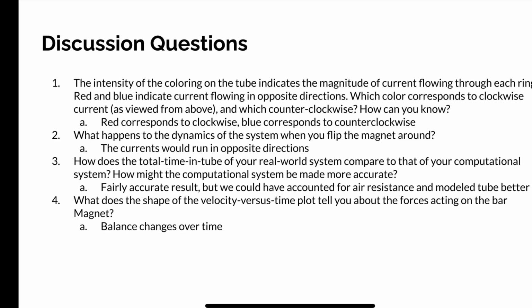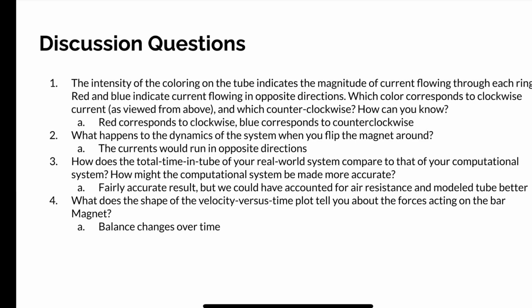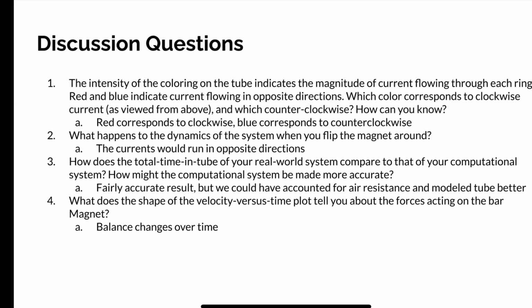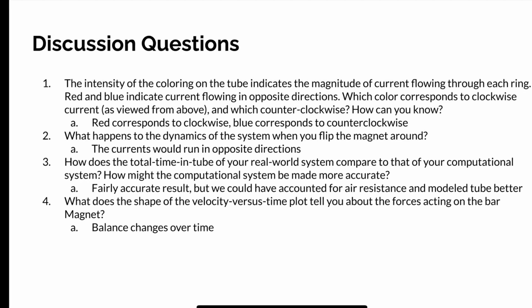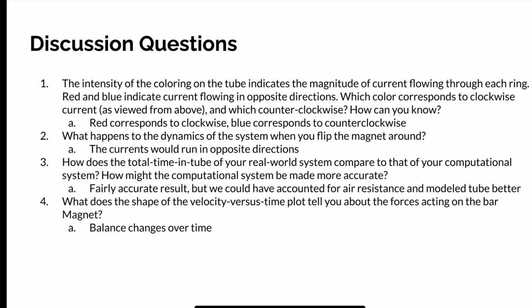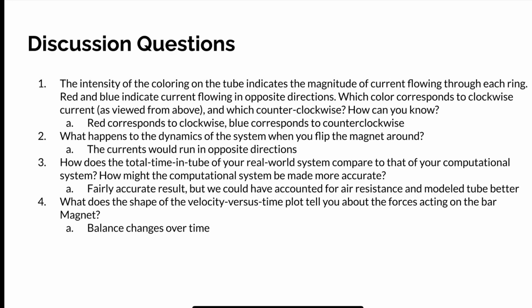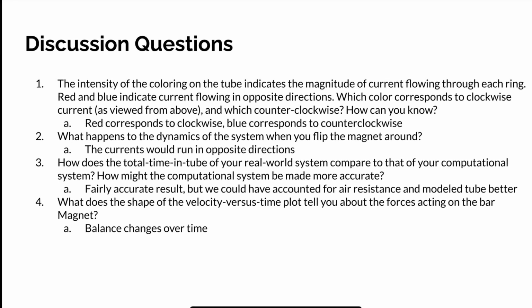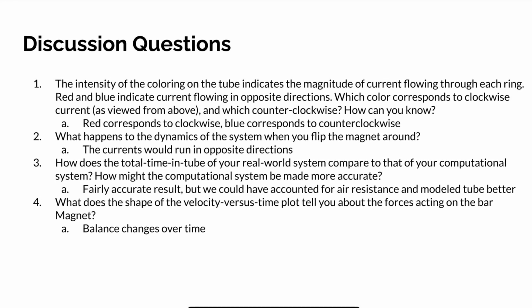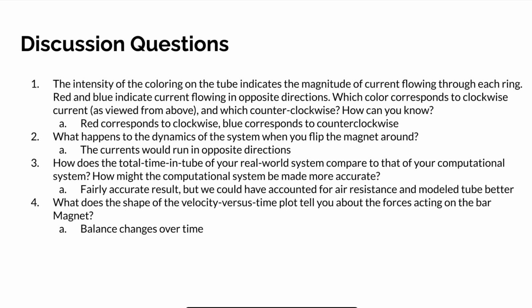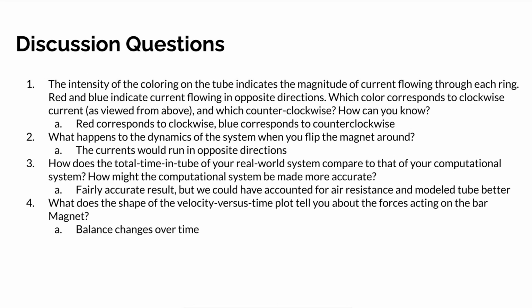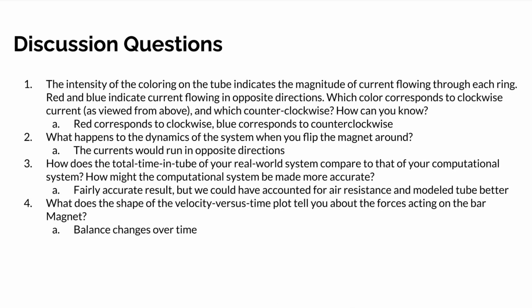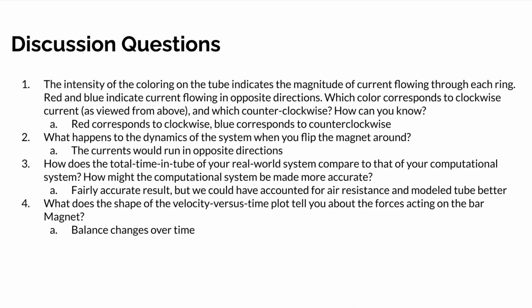Question 2, what happens to the dynamics of the system when we flip the magnet around? When we flip the magnet around, the currents would run in opposite directions, but the magnet would still experience the upward force due to the conductor. Next, how does the total time in tube of your real-world system compare to that of your computational system? We saw just a slight difference between our computational time of 1.3 seconds and actual time of 1.21 seconds.